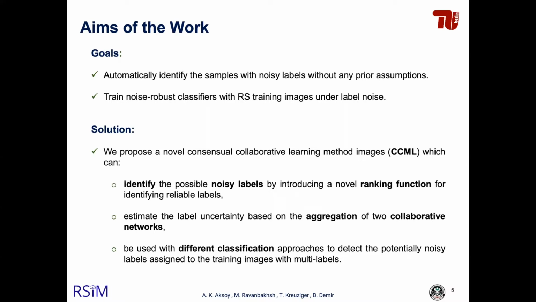To this end, we propose a novel consensual collaborative learning method for multi-label images, in short, CCML, which can identify the possible noisy labels by introducing a novel ranking function and estimate the label uncertainty based on the aggregation of two collaborative networks. Furthermore, our proposed CCML can be used with any classifier for detecting the potentially noisy labels assigned to the training images with multi-labels.